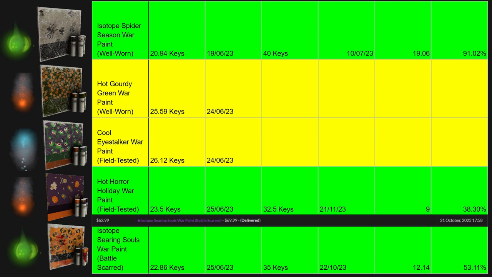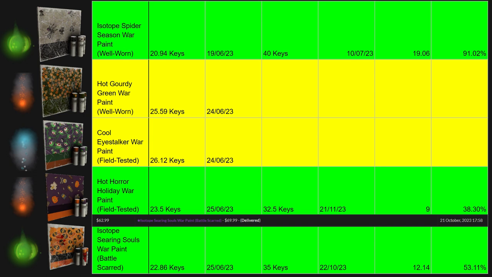This is a good price I bought it for, but honestly this war paint is ugly. Cool Eye Stalker War Paint Field Tested. Just like the last one, a good price but ugly looking. Hot Horror Holiday War Paint Field Tested. A nice looking war paint I got for cheap. Even just looking at it, it has barely any scratches. At first I thought it was factory new when putting in an image.